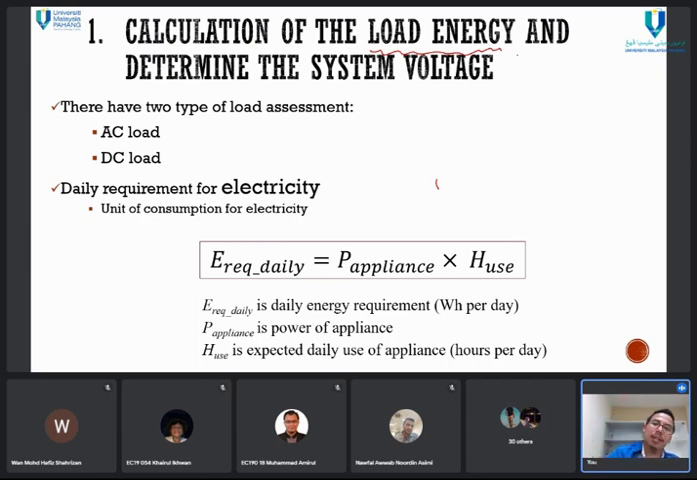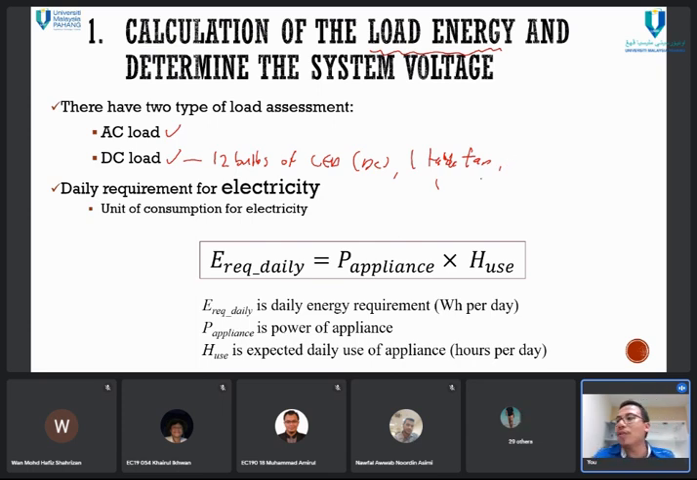They have two types of load assessment: AC load and DC load. You must decide the devices that you are going to use. How many bulbs? For example, 12 LED bulbs, DC lah. And then 1 table fan, DC. And then maybe you have the Arduino system, for example. So you want to put the Arduino. Of course, you need the buck converter to regulate the voltage to 5 volts. But it's okay lah.